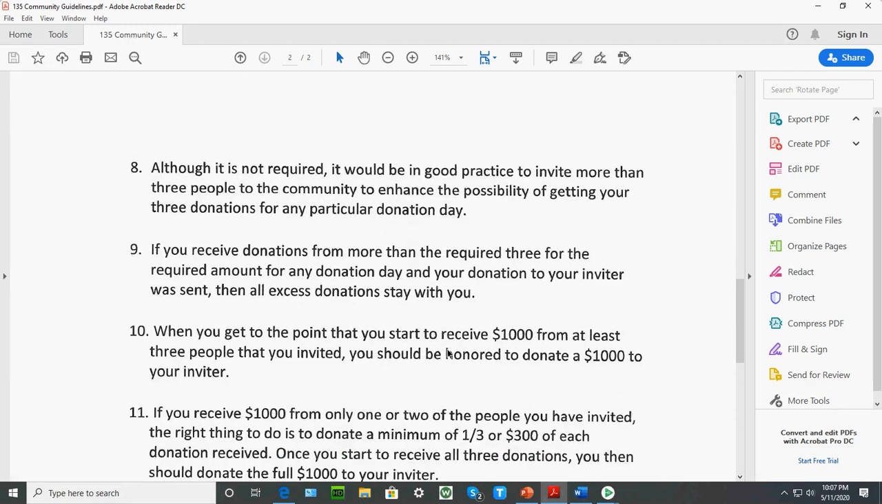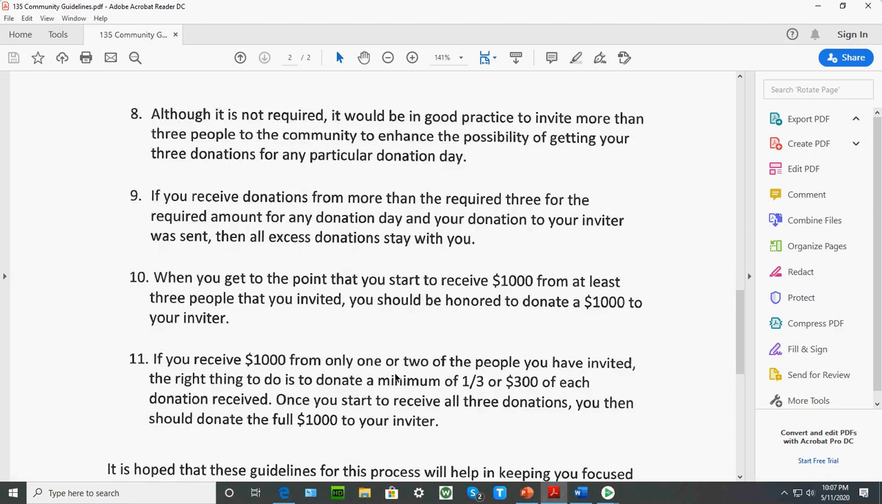When you get to the point that you start to receive $1,000 from at least 3 people that you invited, you should be honored to donate $1,000 to your inviter. You should be honored to do that, right? Honesty and integrity. That's the key.